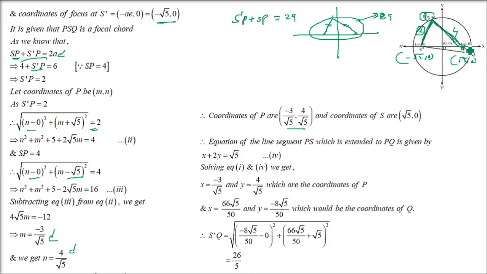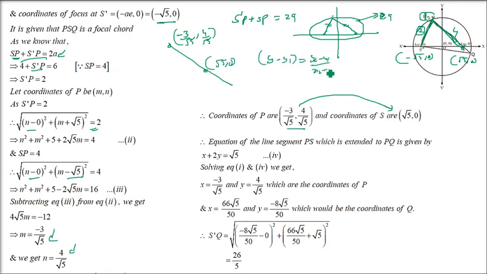So we have a line. If a line is passing through (ae, 0), which is (root 5, 0), and the slope is... These are two endpoints. One point is (-3 by root 5, 4 by root 5), the second point is (root 5, 0). So y minus y1 equals (y2 minus y1) by (x2 minus x1) times (x minus x1). So you can find out the equation of this line.